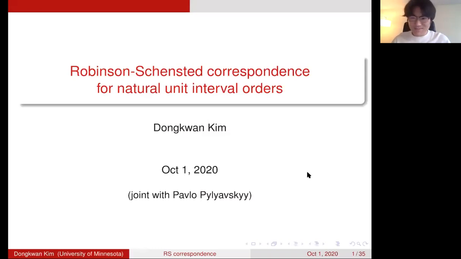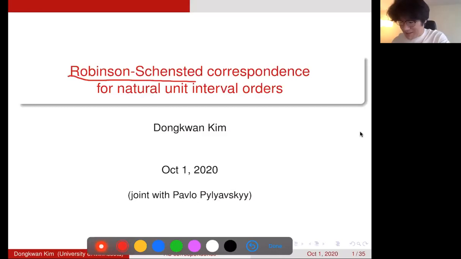So today's topic, as mentioned in the abstract, is the Robinson-Schensted correspondence for natural unit-interval orders. I need to define what the Robinson-Schensted correspondence is and what natural unit-interval orders are. I need to define two notions. And this work is joint with Pavlo Pylyavskyy, who's in the chat room as well.